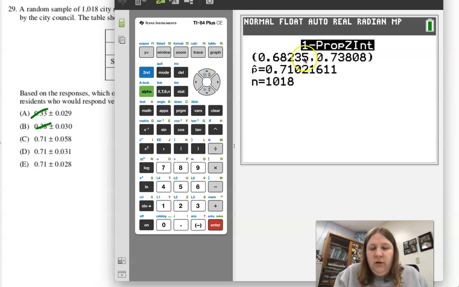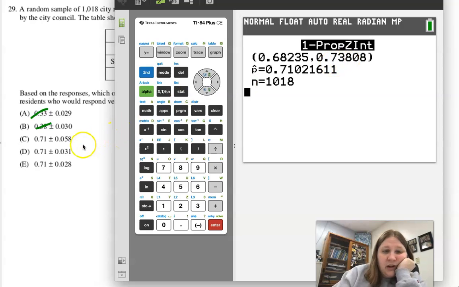So what we want to pay attention to is these, right? We need to know the margin of error. The margin of error would be from 0.71 to 0.738018, or from 0.68235 to 0.71. Either of those distances, they have to be the same, would give us that margin of error. When I look from 0.71 to 0.738, that's about a 2% difference, or closer to a 3% difference. So I know it has to be E then.